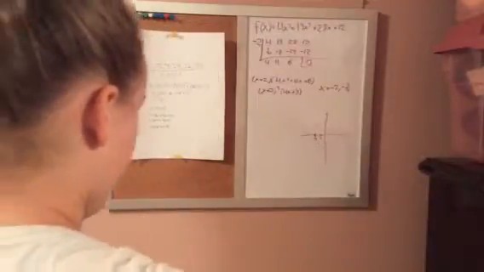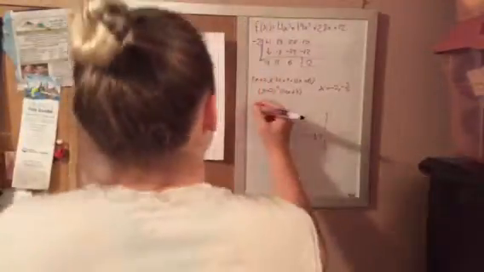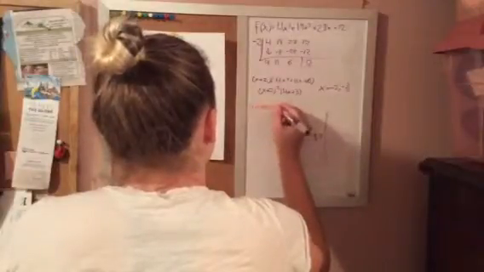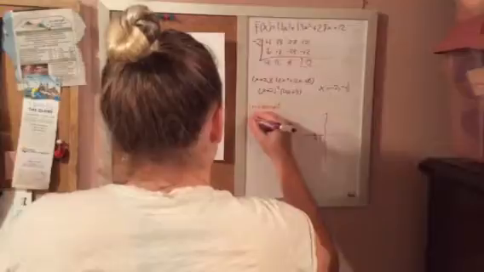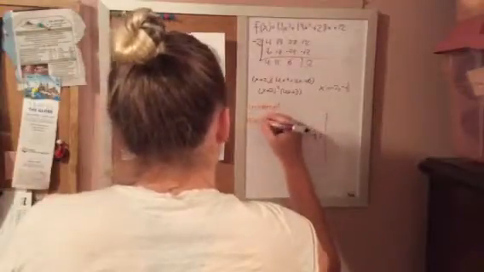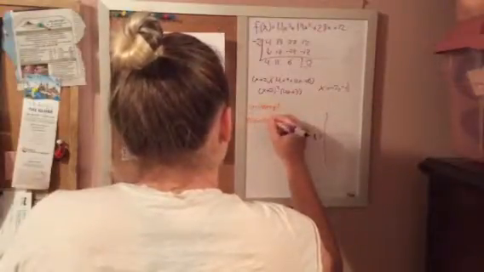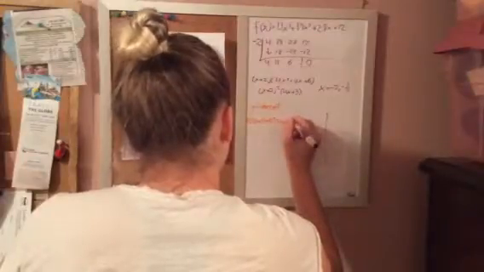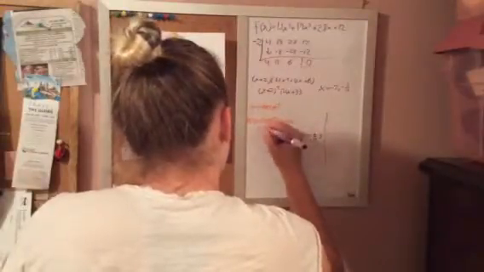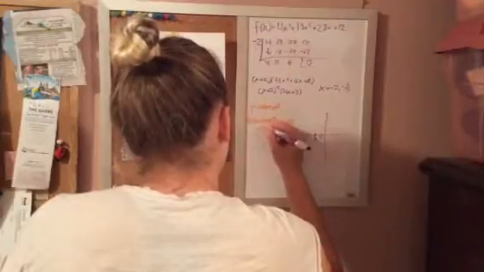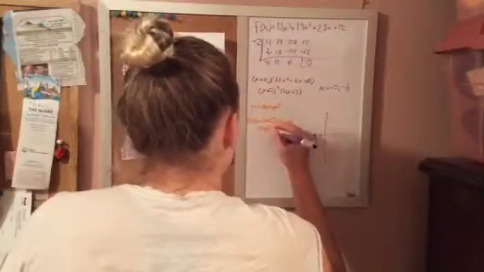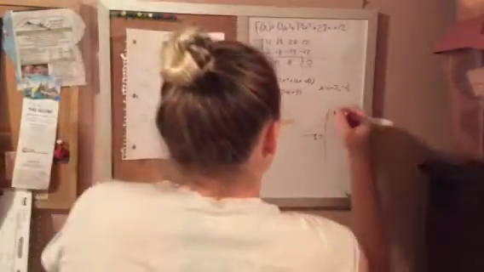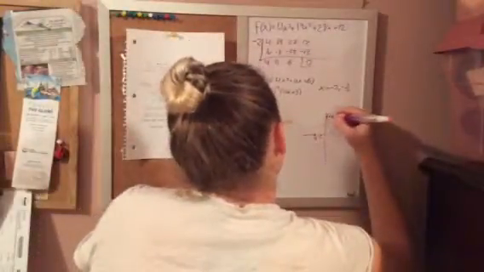Now the next thing we're going to find is the y-intercept. So to find the y-intercept, we're going to put 0 into x. So do the algebra for that, and we will get an answer for our y-intercept. So we get an answer of 12. So we know that our y-intercept is going to be at 12.